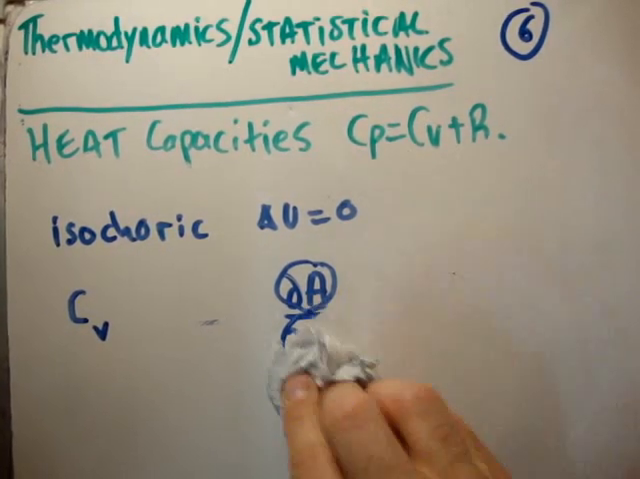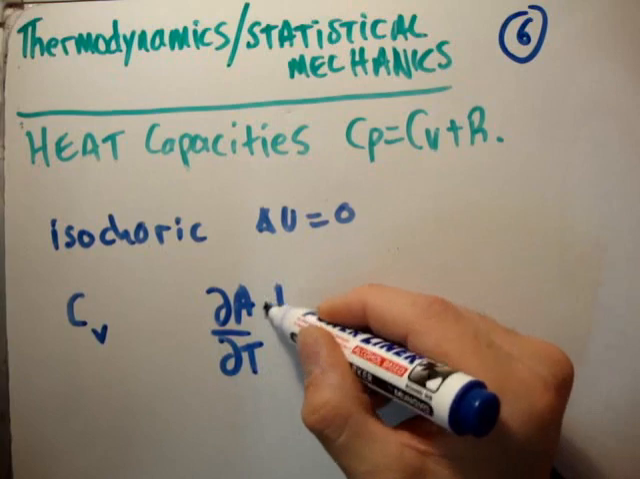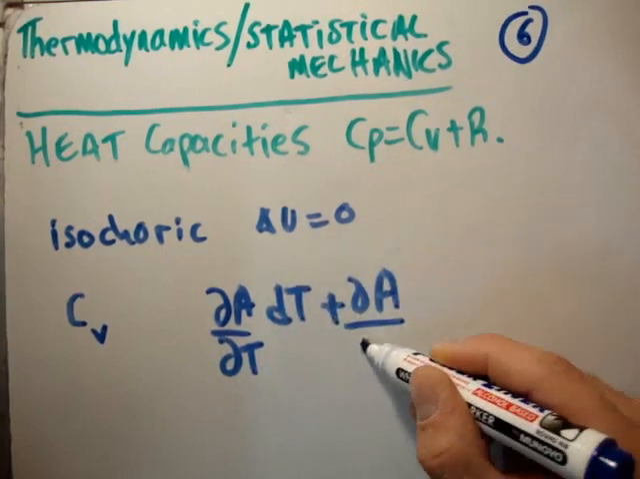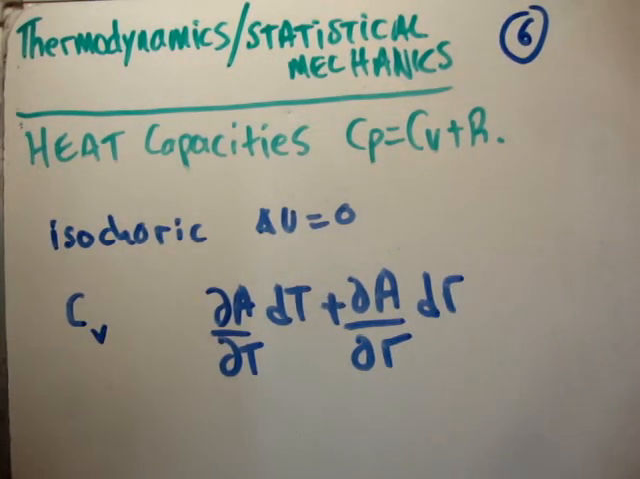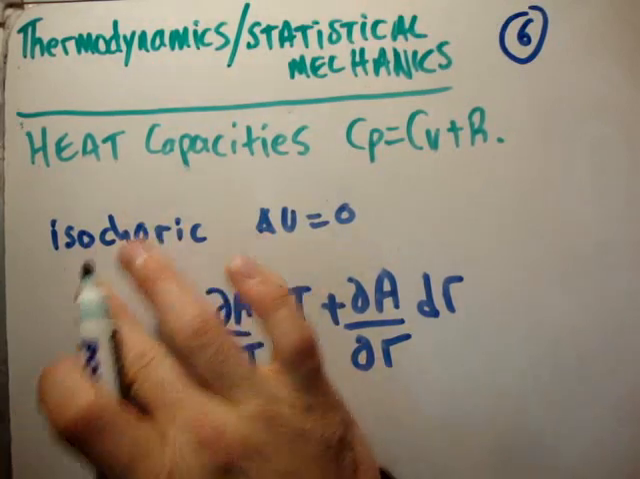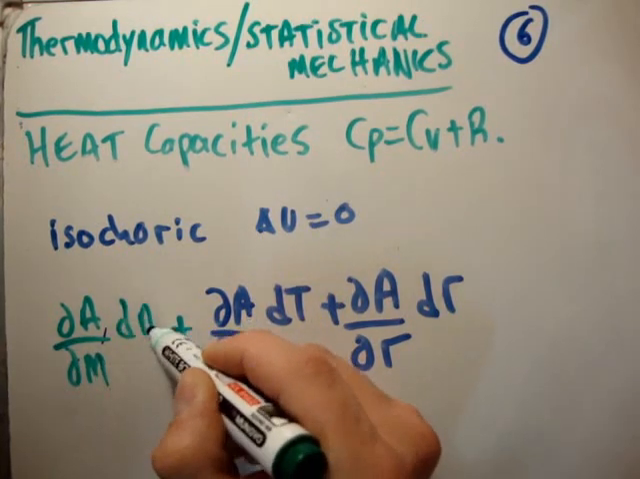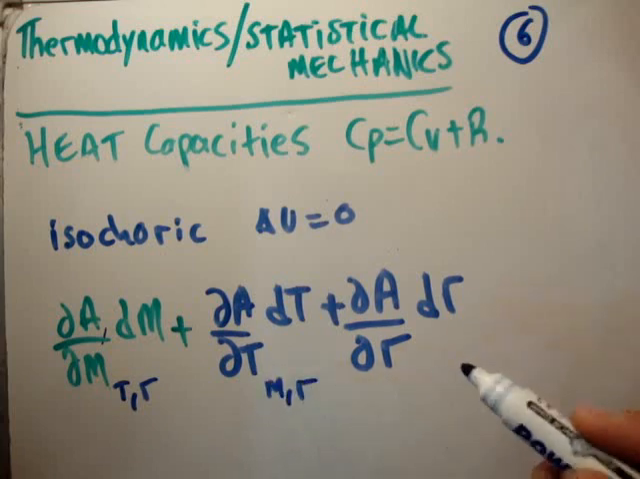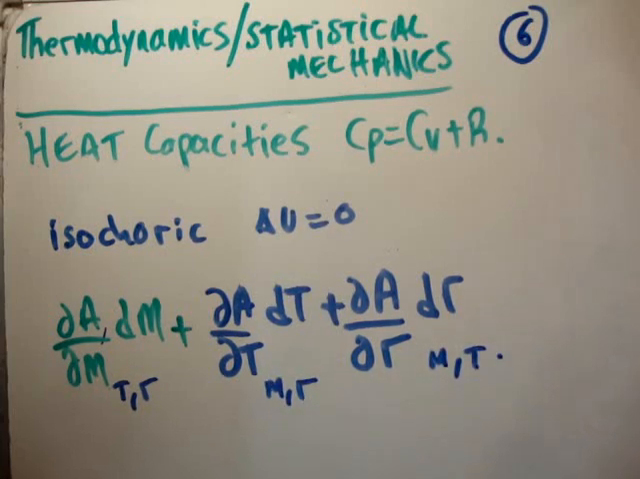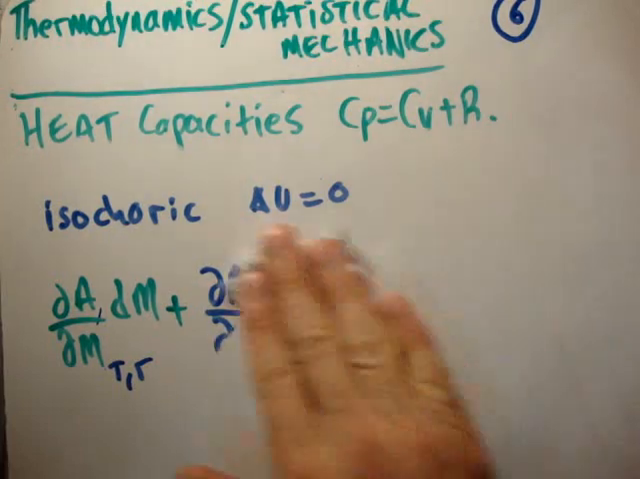If you remember your partial derivatives, we'll say del A del T dT plus del A del R dR. If you want, you could look at it this way: each one of those partial derivatives has something being held constant. I'll do another one, del A del M dM. So if we really wanted to, we could write down subscripts for what is held constant, because that's what a partial derivative is. But I suppose that's being a bit anal. I'm just showing you that for completeness.